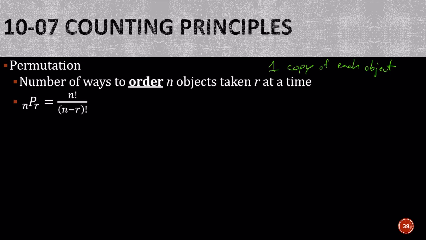But there's a button on your calculator. It's by where the nCr was. It's in the math menu. Go over to the probability, and then down to nPr, and you enter n, nPr, then the r.